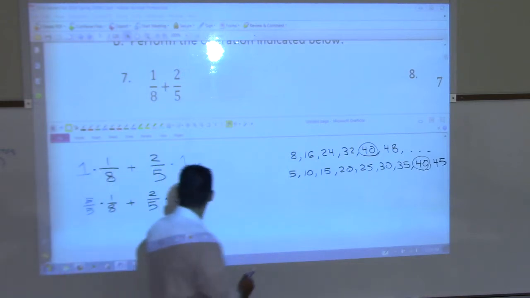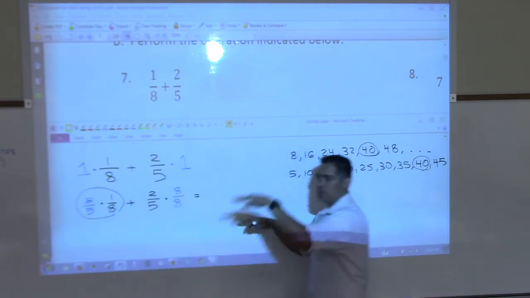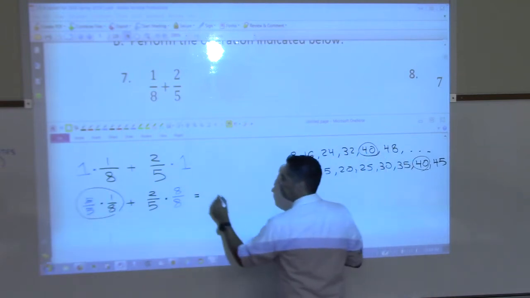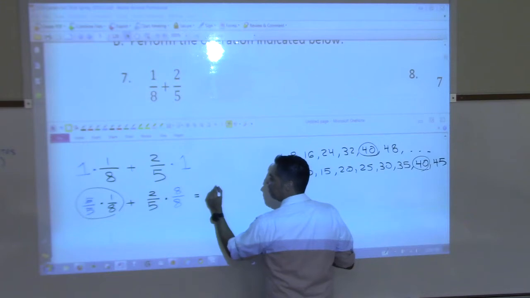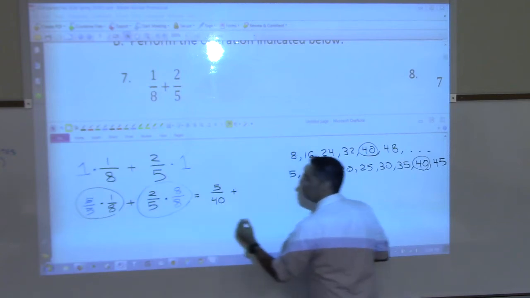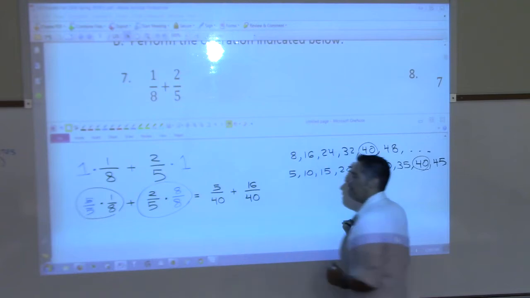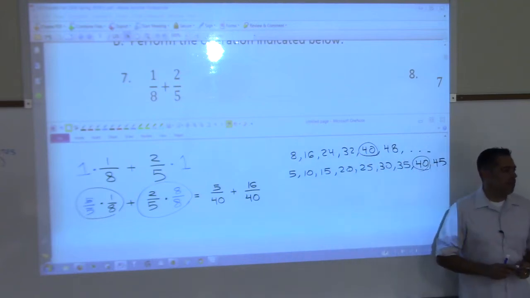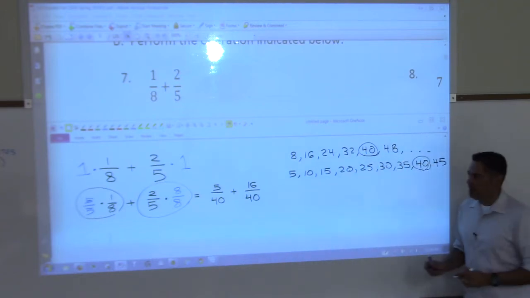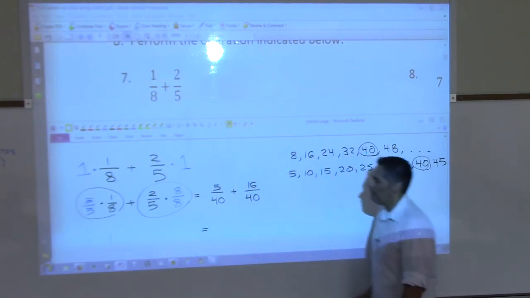So now my next line reads these two multiplied. You just go straight across, which would be? What's that? 5 over 40. Okay, and then plus, you do these two: 16 over 40. And now that we have the same denominator, we can add. And how do we add fractions when they have the same denominators? How do we add them?